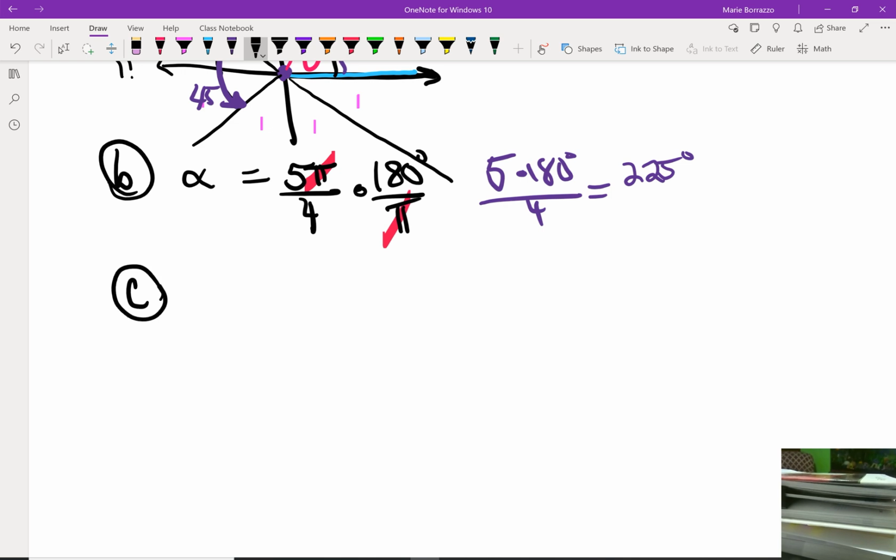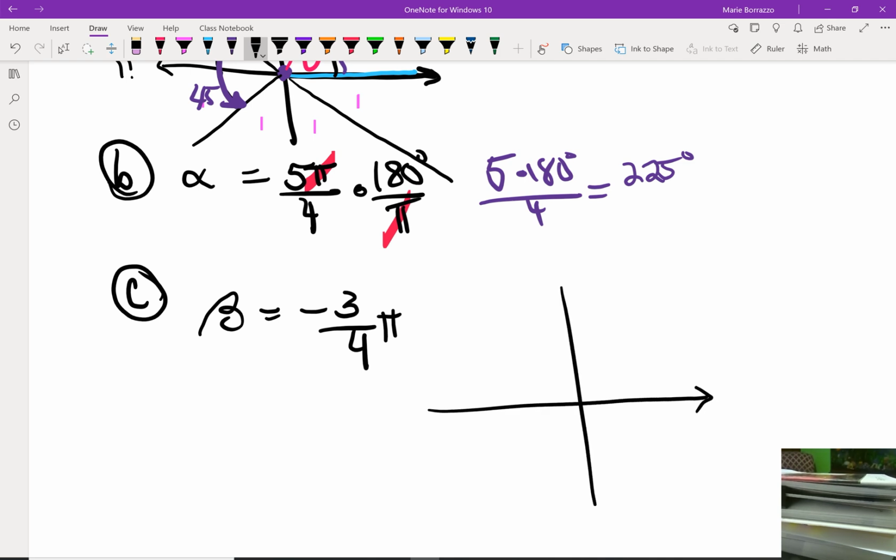Okay, let's look at part C. In part C, I've got angle beta is equal to -3 over 4 pi. So if I'm drawing this out, just reasoning out that, you know, I could take a quadrant coordinate system and split it up into 8ths, basically.